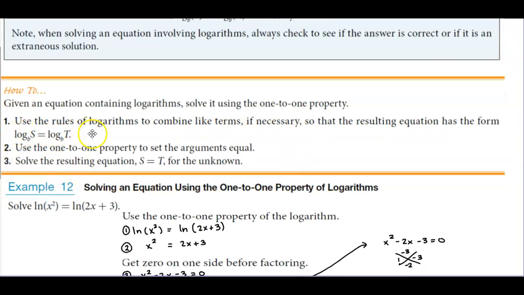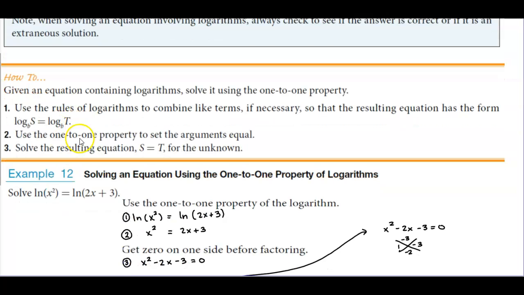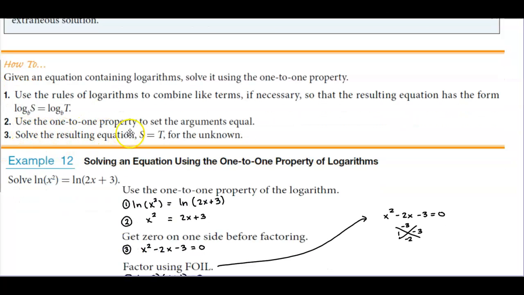Step 1, we're going to use the rules of logarithms to combine like terms, if necessary, so that the resulting equation has the form of a single logarithm on one side of the equation and a single logarithm on the other side. Sometimes you may have to condense to get one single logarithm on each side. Step 2, we're going to use the one-to-one property to set the arguments equal to each other. And step 3, solve the resulting equation for the unknown.